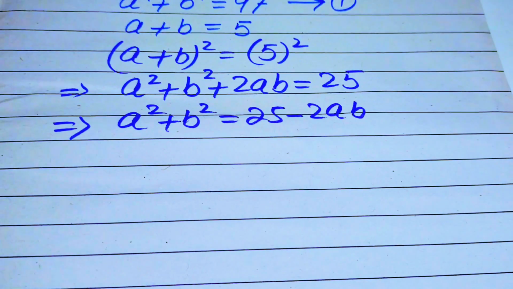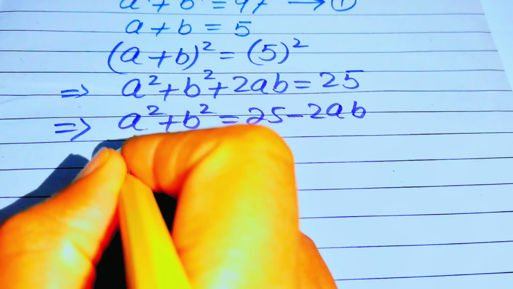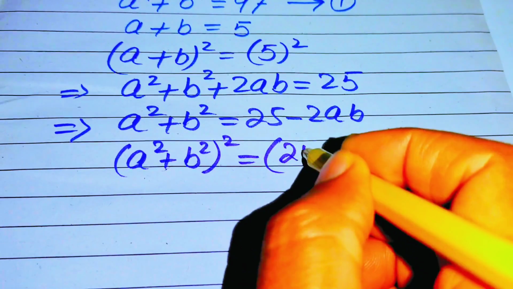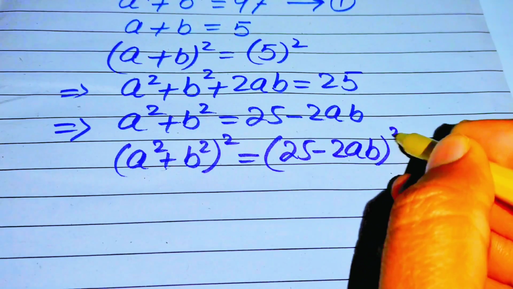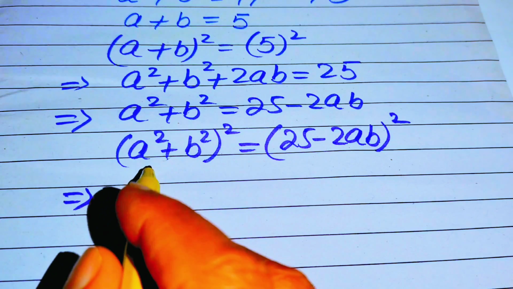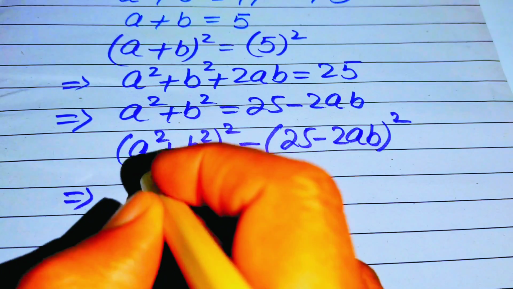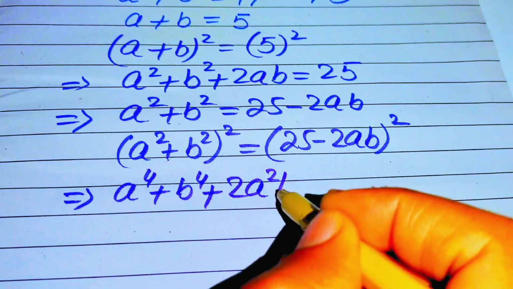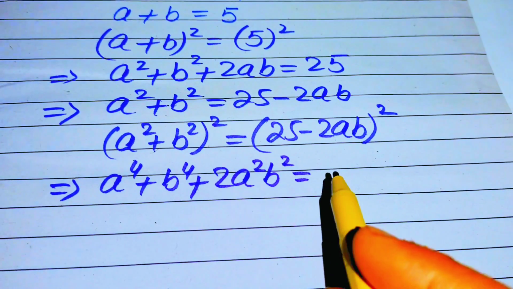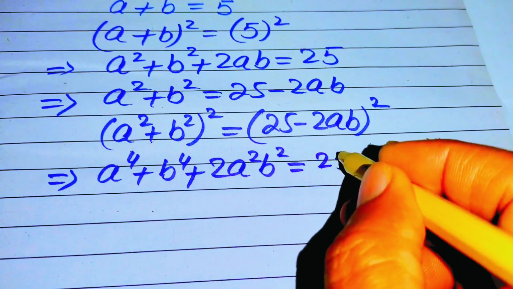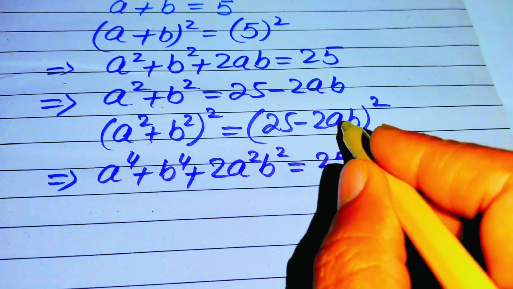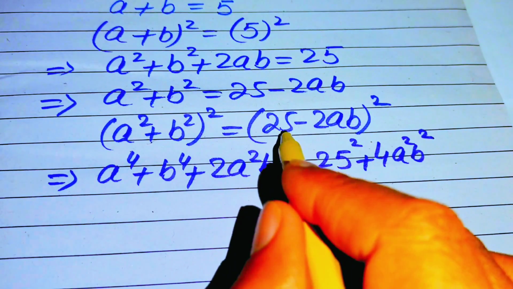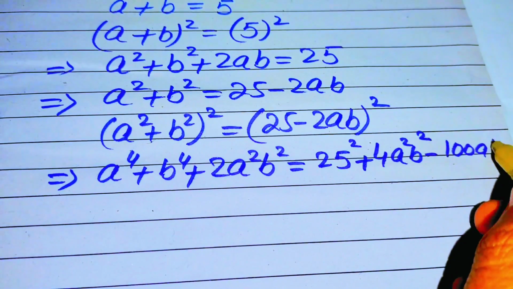And now we again take the squares on both sides of this equation, and we get a square plus b square, whole squared, equals 25 minus 2 times ab, whole squared. So first we open again the square identity in the first term, and you get a to the power of 4 plus b to the power of 4 plus 2 times a square b square equals, here we use the negative identity, and you obtain 25 square plus, when you take the square of 2 times ab, you get 4 times a square b square, and minus 2 times 25 times 2ab, so you get minus 100 times ab.